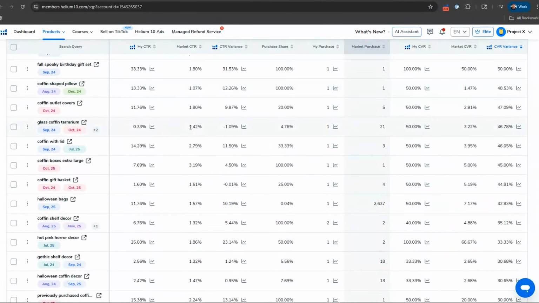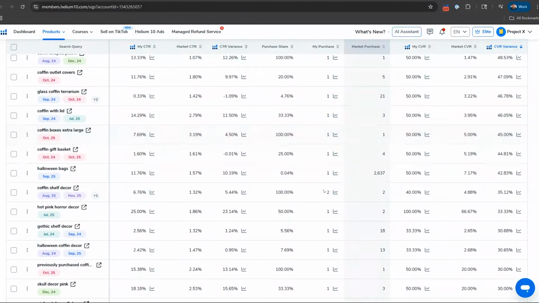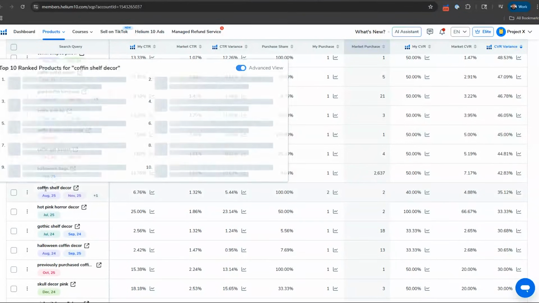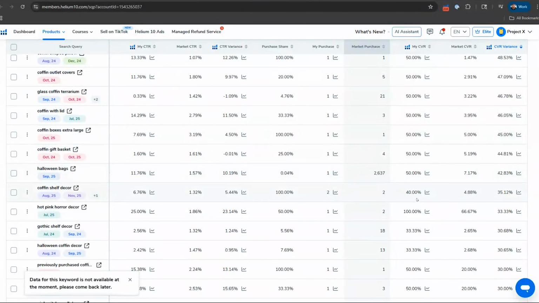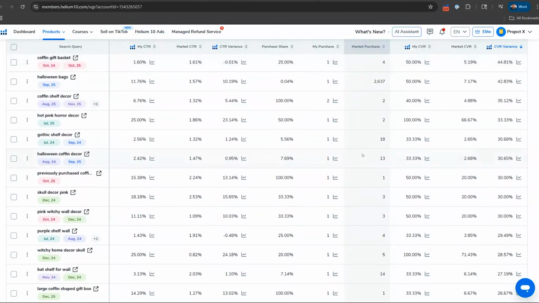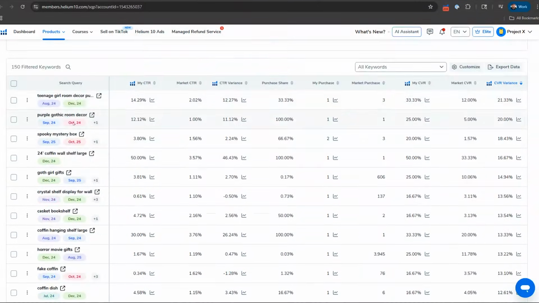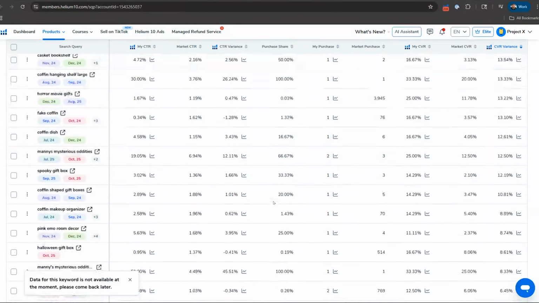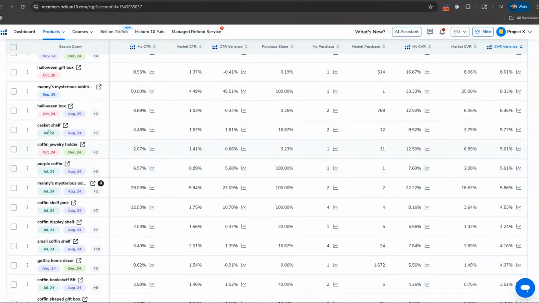But look at some of these other ones here. Like here is one where I got a couple of purchases, coffin shelf decor. My conversion rate was 40%, but everybody else was only 4%. You think I want to double down on that keyword? You better believe it. What about this keyword here? Here's a keyword, spooky mystery box. My conversion rate, 20%, everybody else, 1%. Here's another keyword, casket shelf. My conversion rate, 9%, everybody else, 3%.